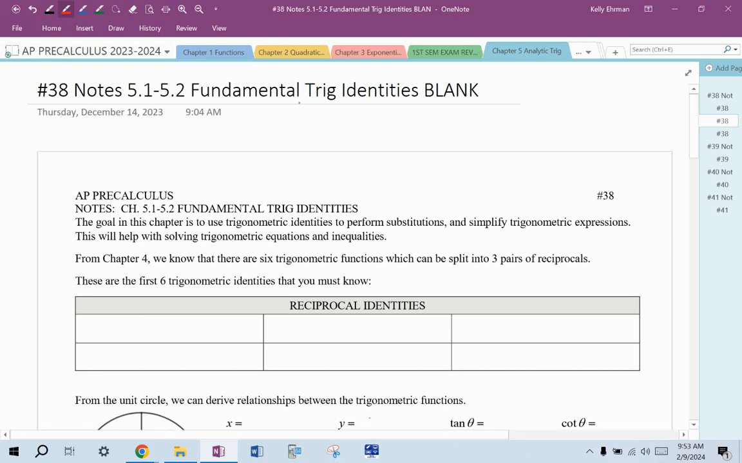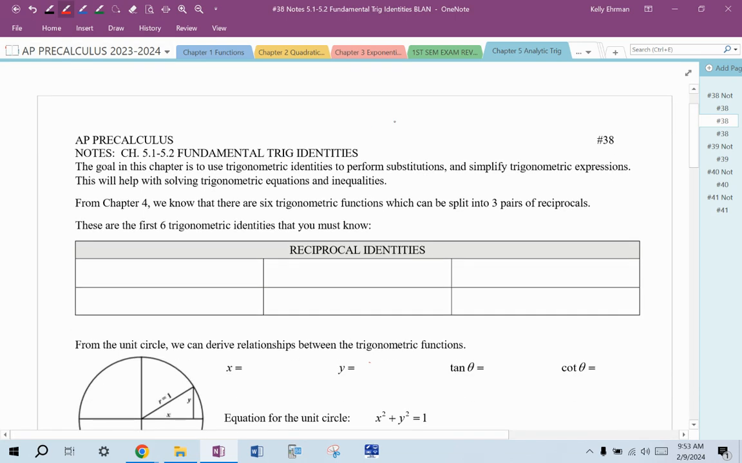All right, we're starting chapter 5, and we're going to start with some fundamental trig identities. So the purpose of this chapter is to use some of these trig identities that we're going to learn, and we're going to memorize, because we're not given any formulas or anything for the AP test. We're going to be performing substitutions, simplifying expressions. We're practicing that skill so that we can solve trig equations and inequalities that may require some of these substitutions.